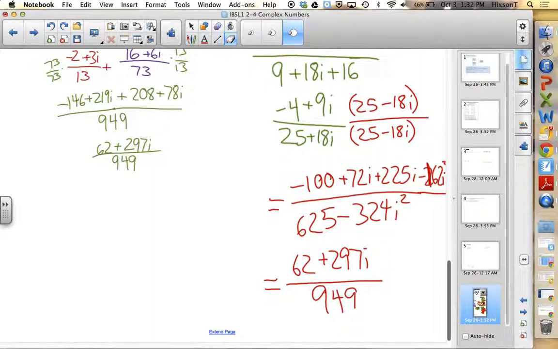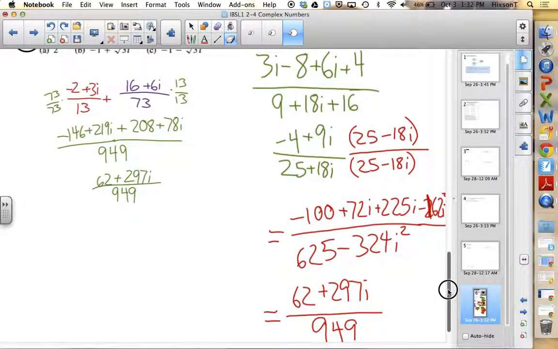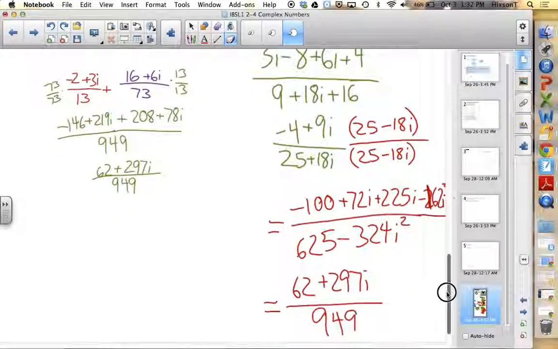Alright, so either way you do it, you're probably going to get some big numbers, but it'll work either way. And then for standard form, you just break it up. For standard form, yeah, it would be 62 over 949 plus 297i over 949. Gosh.